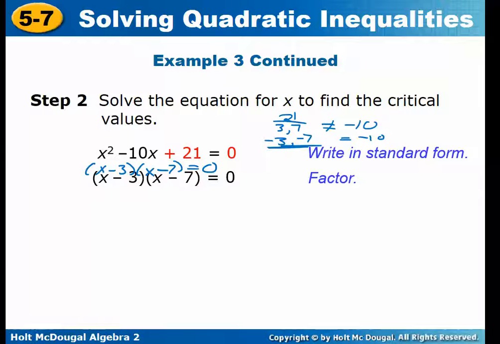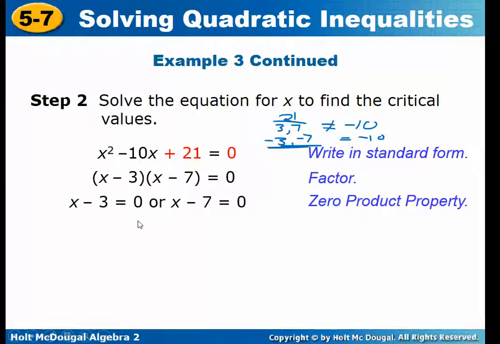I can erase mine because they have the exact same thing. And then we have 2 mini equations to solve, and you set them both equal to 0. So x minus 3 equals 0, or x minus 7 equals 0. And then you solve those little equations by, I'll add 3 to both sides. So x equals 3 or x equals 7. So these are my critical values.